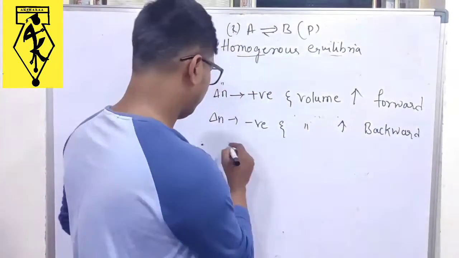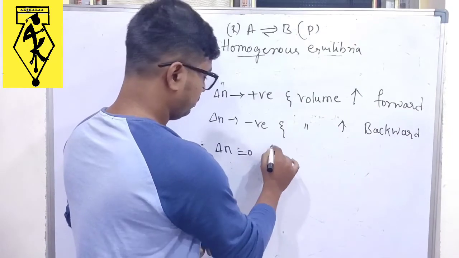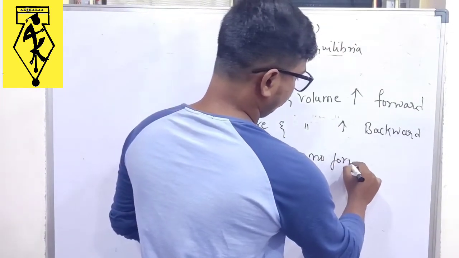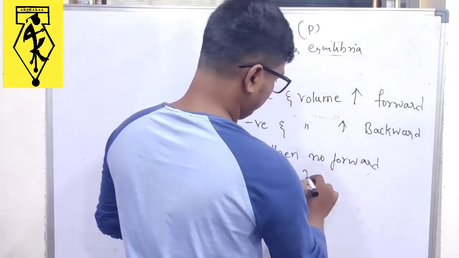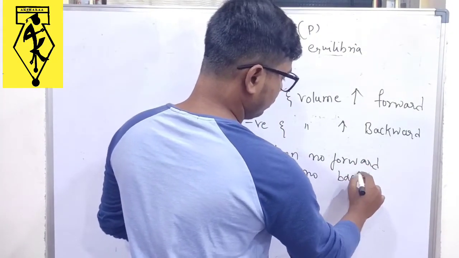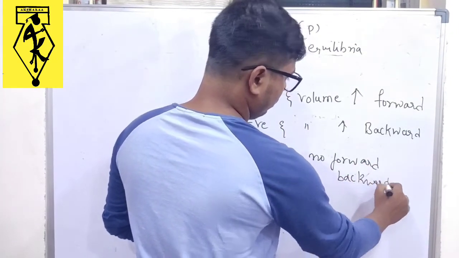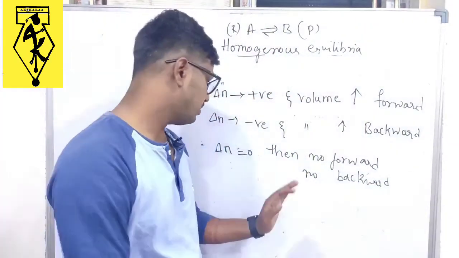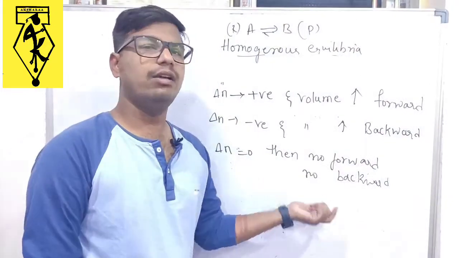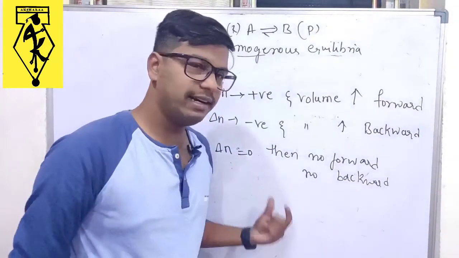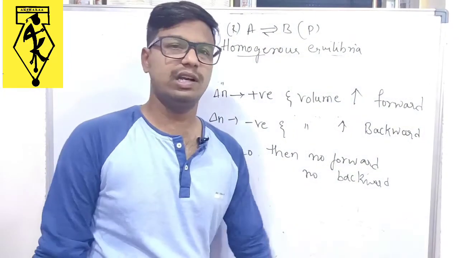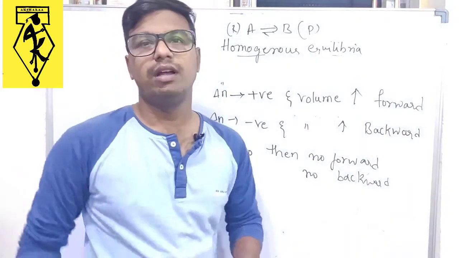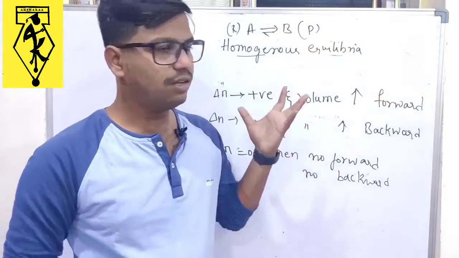What if delta N is 0? Then no forward, no backward. No forward and no backward reaction will happen. That means it is at equilibrium. You can say that delta N equal to 0 means the system is at equilibrium and there is no change. So these are the points you must remember. Now we will jump on to the heterogeneous equilibrium.